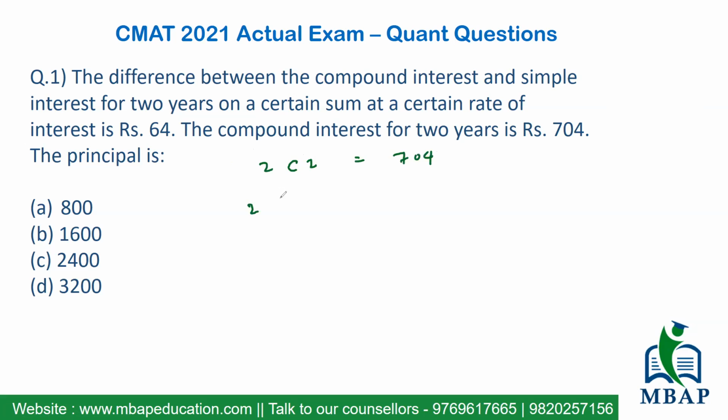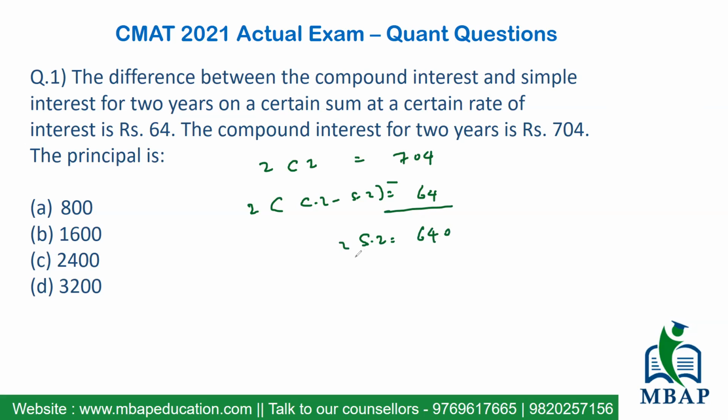At the same time, for 2 years, the difference of CI and SI has also been given to you as 64, which means for 2 years, the CI was 704 and the difference of SI and CI is 64. If I subtract both of them, the answer which I get will basically be the value of SI. And hence, the value of SI for 2 years will be 640. I hope all of you have got this. Very beautifully, you have found out the SI for 2 years.